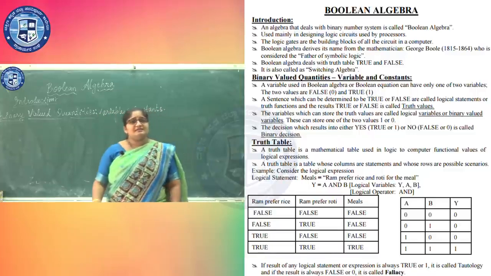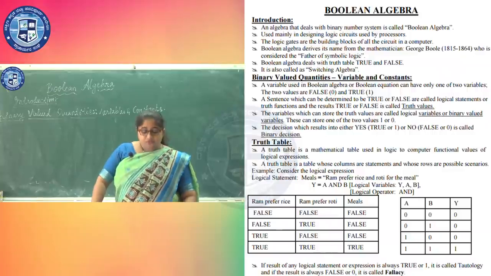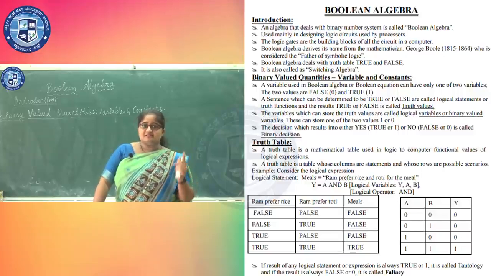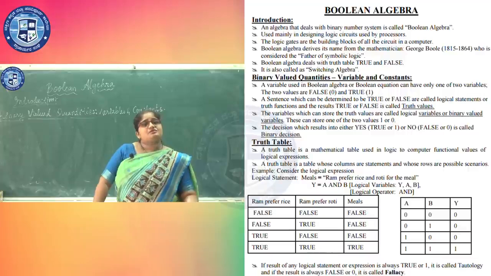Next we have binary valued quantities, that is variables and constants. So, what are those binary values? Those binary values are nothing but 0 and 1. Look at the first point there. The variable used in the boolean algebra or a boolean equation can have only two values, that is either 0 or 1.